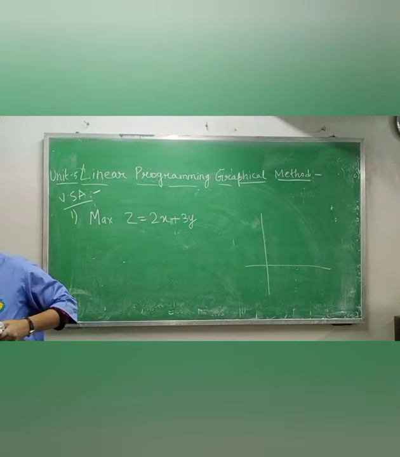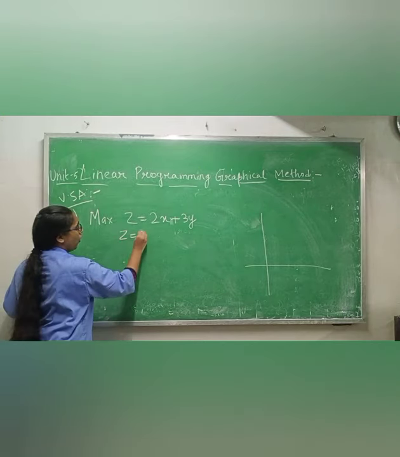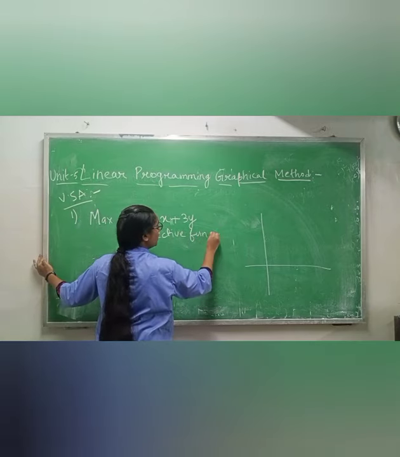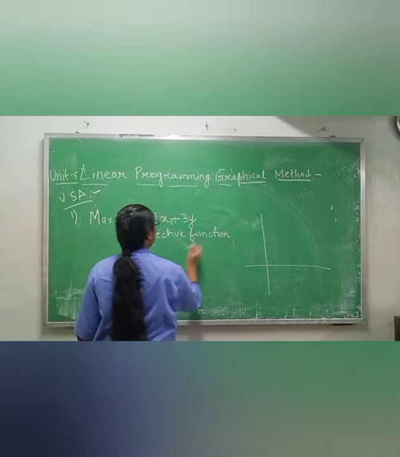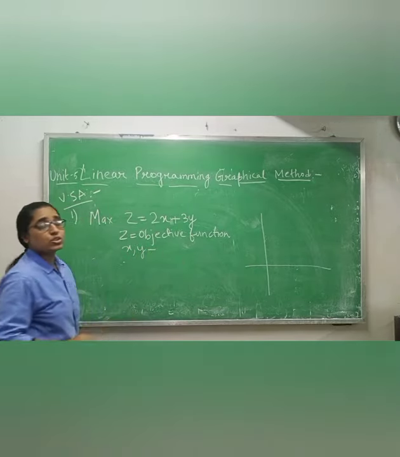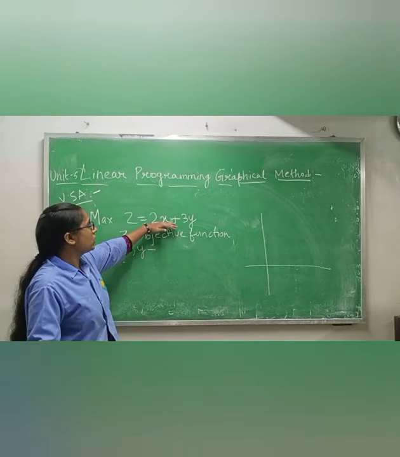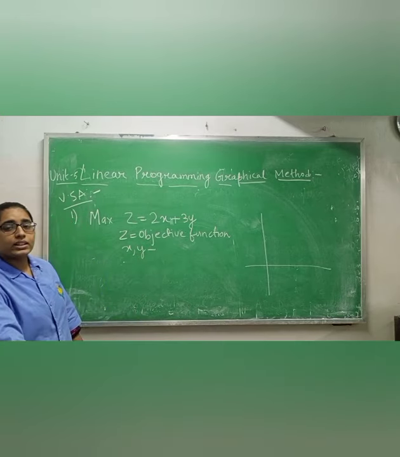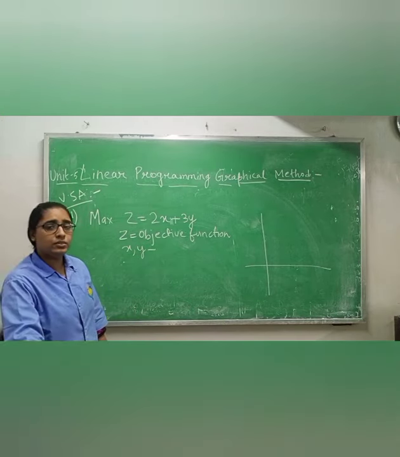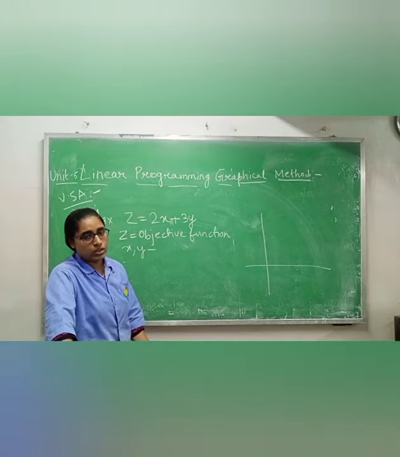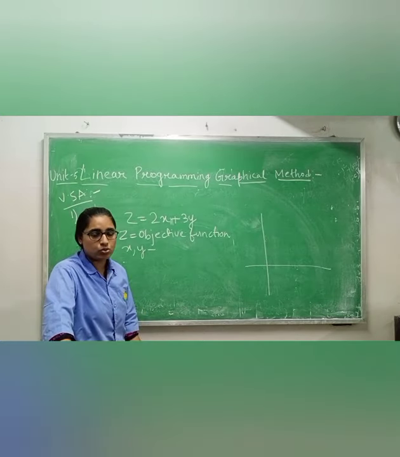Z is the objective function. No need to write this in exam time, you only have to know all this. And x and y are known as decision variables. Why? Because using these x and y we will decide how to plot the graph. Mainly we use x and y in most questions. In some questions x1, x2 is given, and in some maybe x, y, z also.